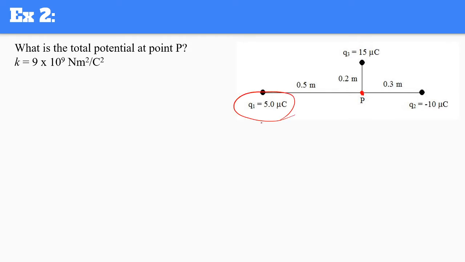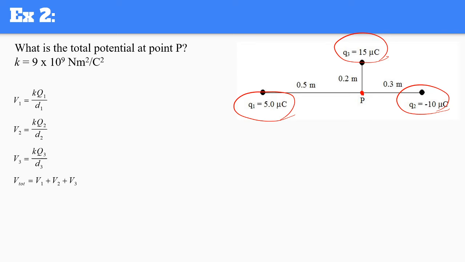We're going to figure out the potential this first charge creates at point P, then the second charge, and the third charge. So we're going to find every one of them, and then at the end we're going to add them all. A way for us to calculate potential 1, potential 2, and potential 3 is basically kQ over d, but you use the individual charges and distances. And how do we find the potential at the end? We just add V1, V2, and V3.